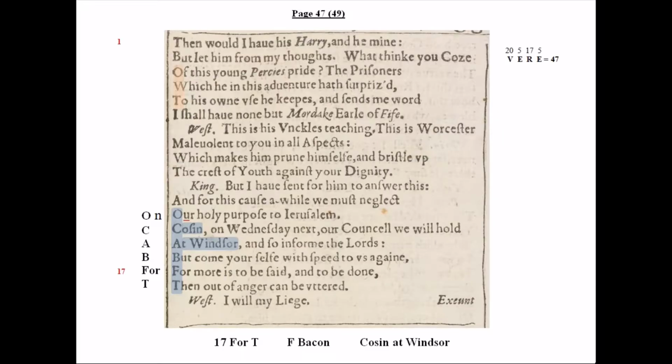I just want to go over a few of the codes in the first folio again. With Gematria, Vere equals 47. In the Histories, page 47 is completely missing. And on what should be page 47, we have on the 17th line the letters 4T, so 1740. Continuing up acrostically, the word bacon, and further up the word to. Also connected to Bacon in 1740, there's the words cousin at Windsor. Bacon and de Vere were cousins.